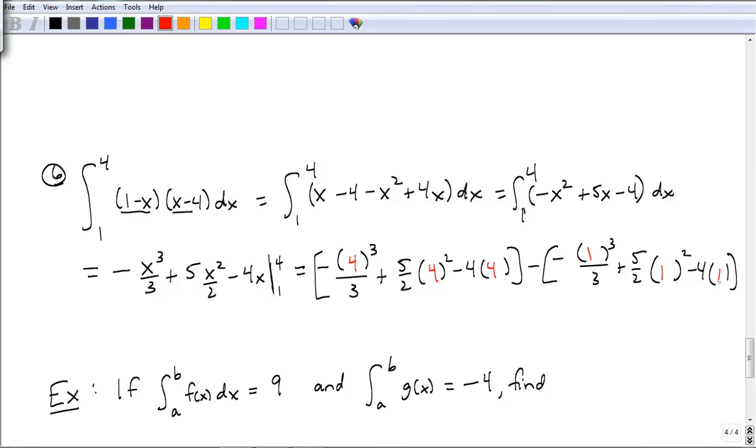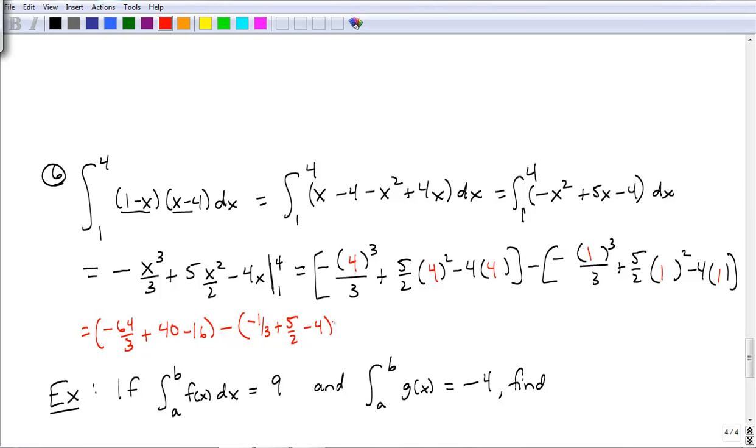So I calculate this out. I get 4 to the third over 3. That's negative 64 over 3. Plus, I think that's 40. 5 over 2 times 16. That gives me 40. Minus 16. Minus. I get negative 1/3 plus 5/2 minus 4.